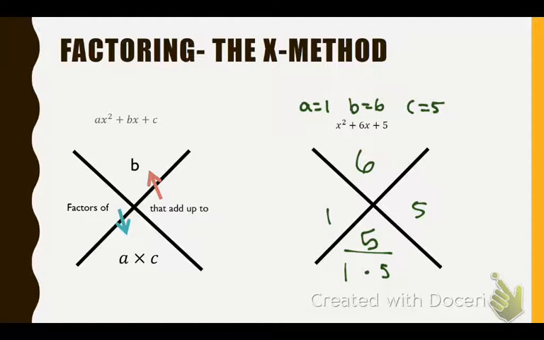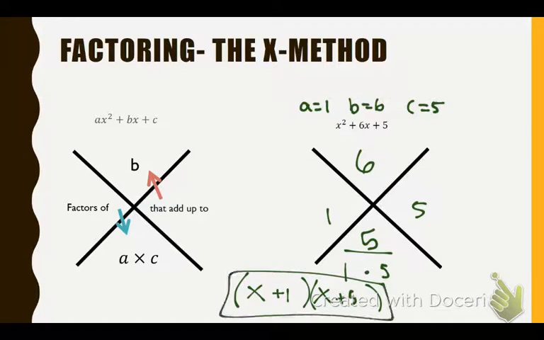So here's what your final answer will look like. You'll write 2 sets of parentheses, X and X. After that, we have a positive 1 and positive 5. And that's the answer. You don't refoil it, because if you foiled it, you would get this again, and your answer needs to look like this. You can just check it if you want to.